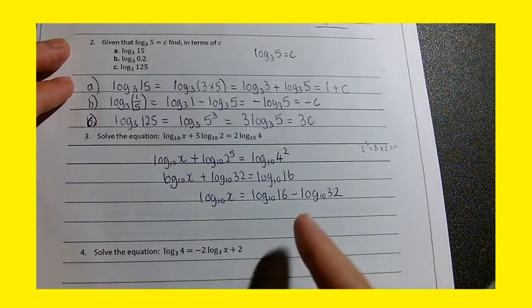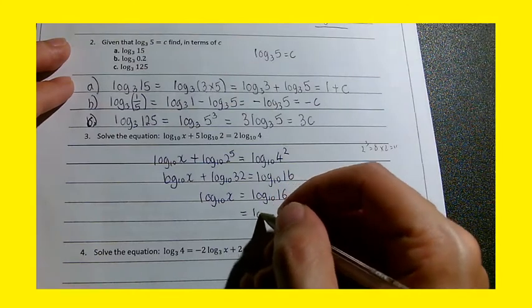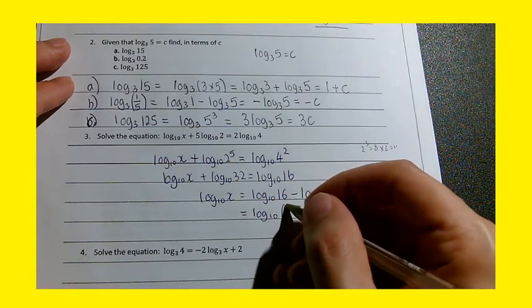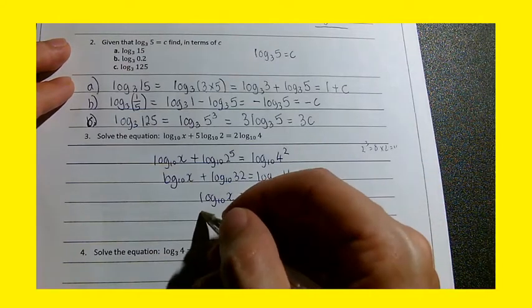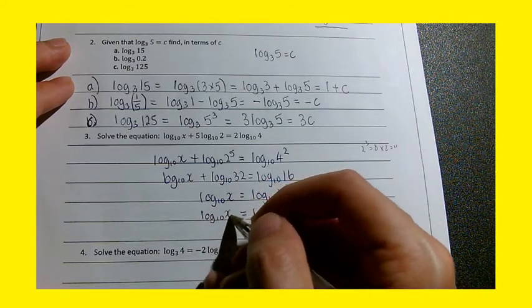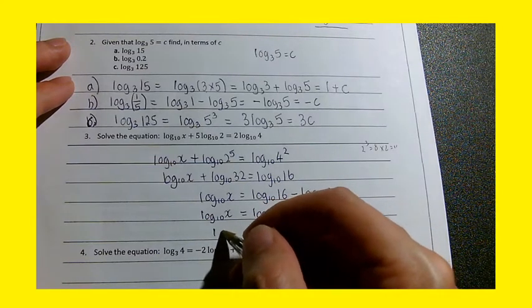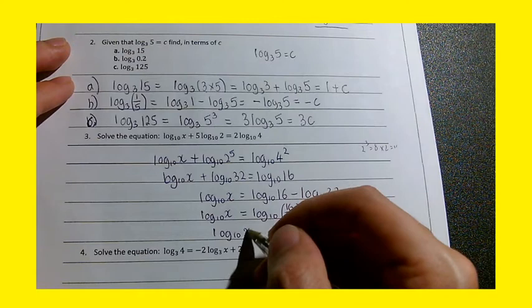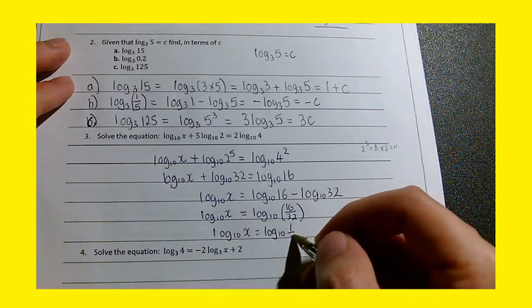Okay. Now I've got a minus between logs. If I've got a minus between logs, I'm able to divide the contents of those logs. Division law. And you get log base 10 of 16 over 32, which is a half.